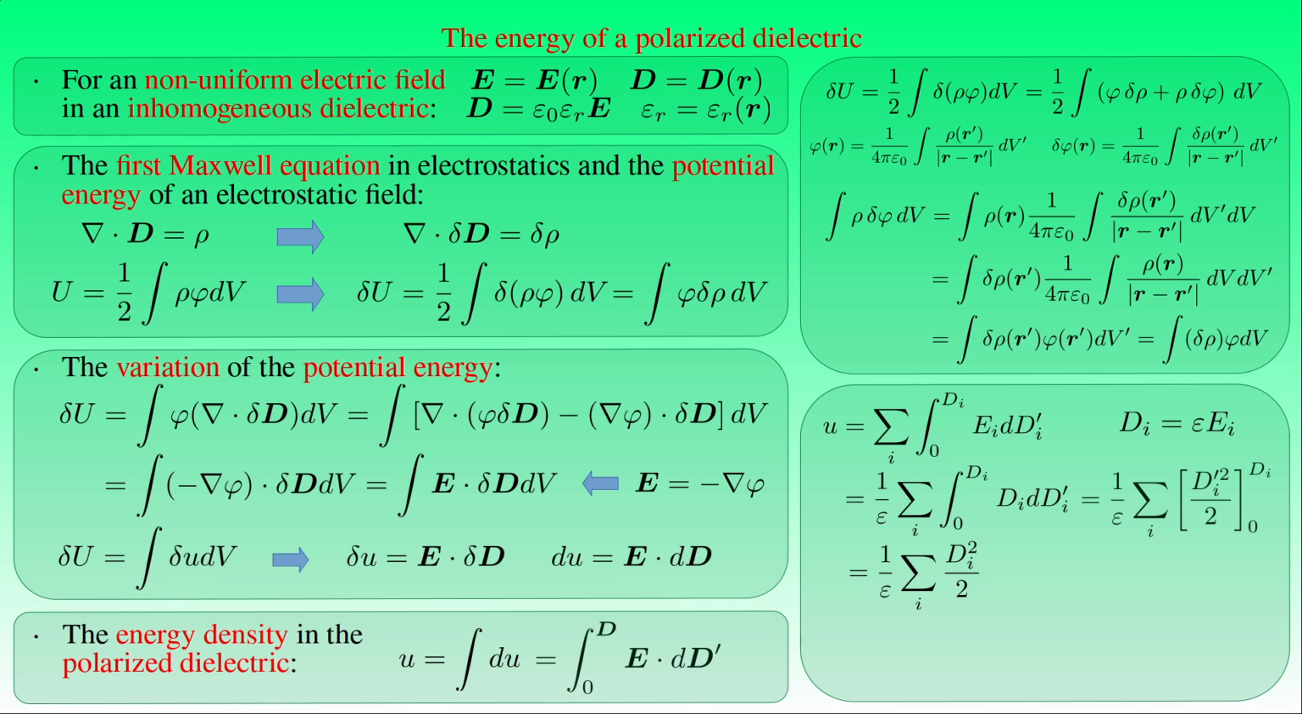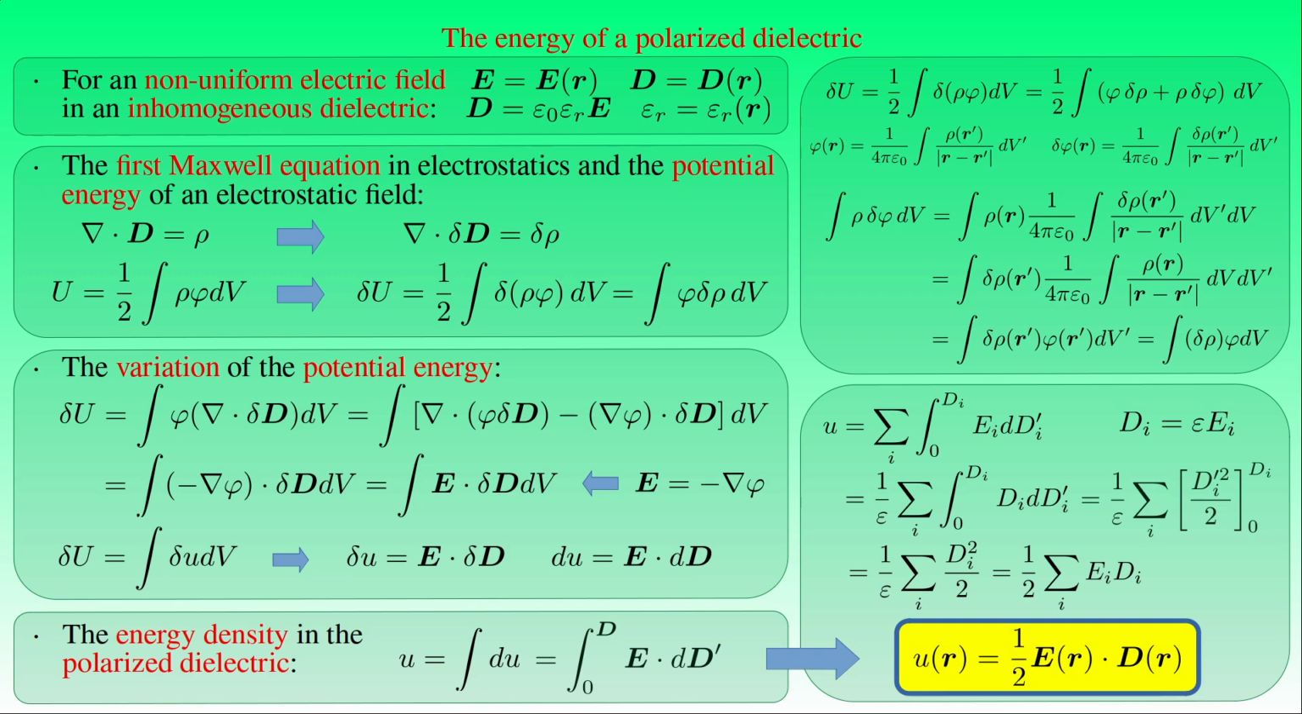Now we can apply the formula expressing the components of the vector d in terms of the components of the vector E, and write the right-hand side of the equation as 1 over 2, times the sum of the component i of the vector E times the component i of the vector d for the index i running through x, y, and z. Now we conclude that under the influence of a non-uniform external electric field, the energy density U of a polarized and homogeneous material is equal to 1 over 2, times the dot product of the electric field strength E and the displacement vector d, where both the energy density U and the vectors E and d depend on the position.